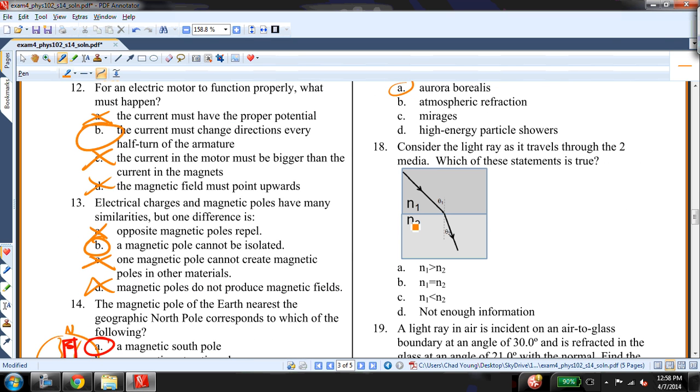Consider the light rays that travel through these two media. Which of the two statements is true? Looking at their indices of refraction. Remember, we draw our wave fronts. We know here it's... Hold on just a sec.